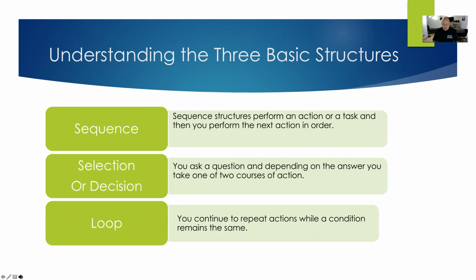So what are the three basic structures? Well, the first one is sequence. A sequence structure performs an action or a task, then you perform the next action in order. The second basic structure is a selection or decision. You ask a question, and depending on the answer, you take one of two courses of action. And then you have the loop. You continue to repeat actions while a condition remains the same.